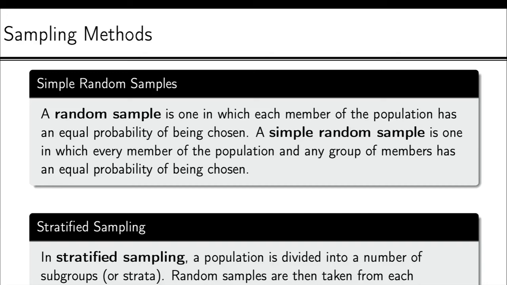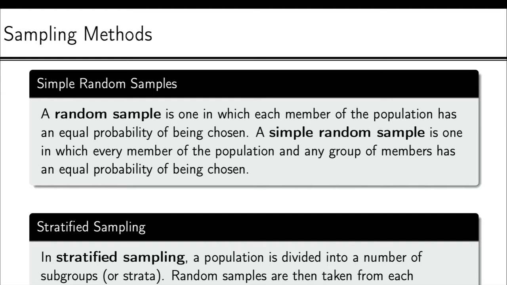So now that we've talked about the different types of data that we can collect and populations and samples, we need to talk about how we actually collect the data. And so we need to talk about what different samples there are, how we're going to get a good sample that is actually representative of the population. So we're going to talk about our different sampling methods.